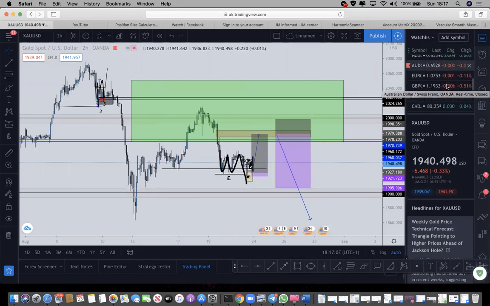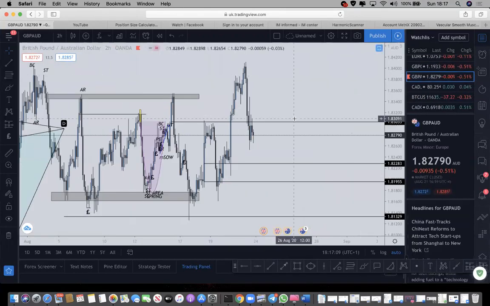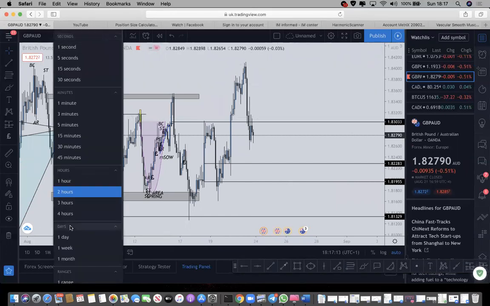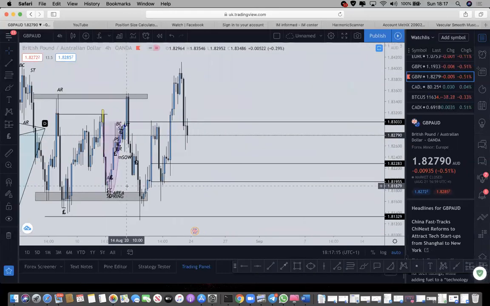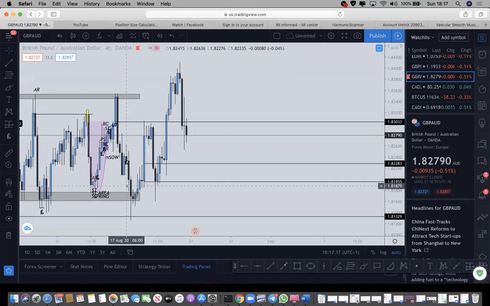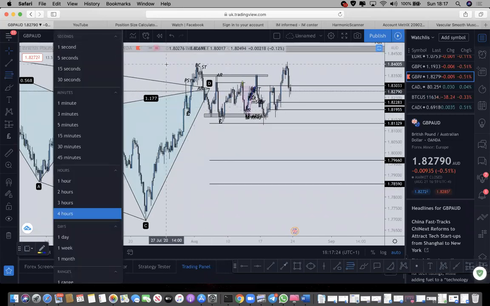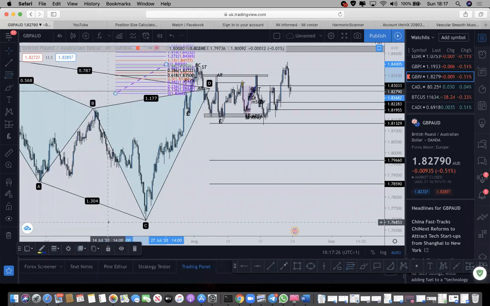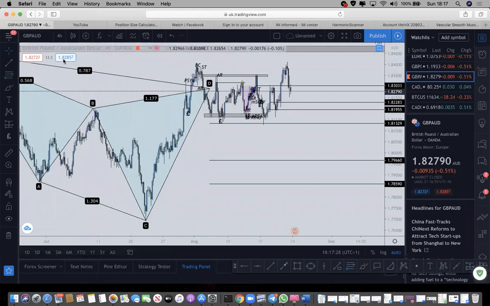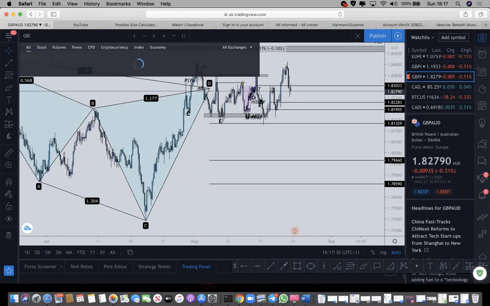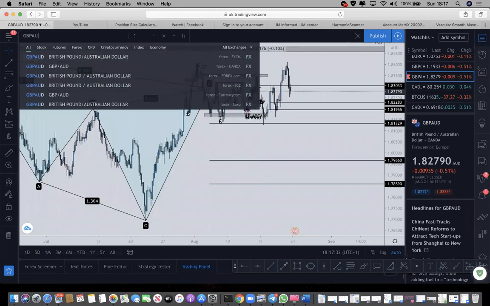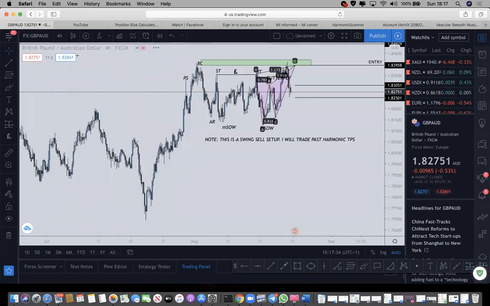On the 4 hour, there's a butterfly, but it's played out already, the TP. Oh, it hasn't. We're still in that trade. The one that I did. And I told you guys it is a long-term trade for me. GBP AUD, it's a long-term trade for him.